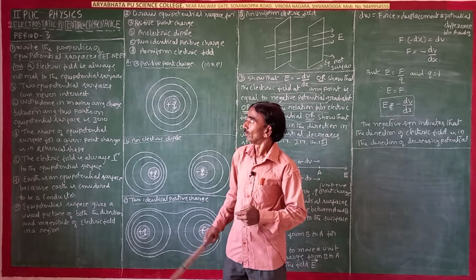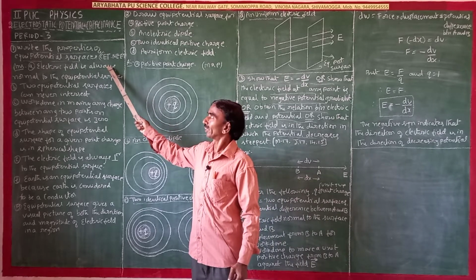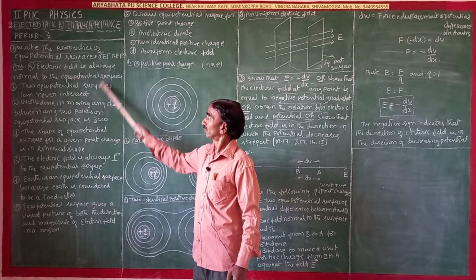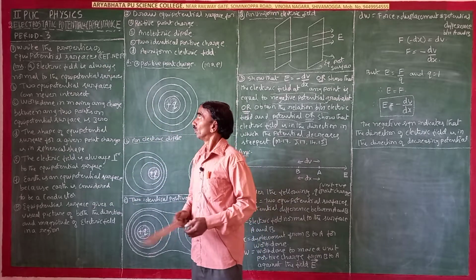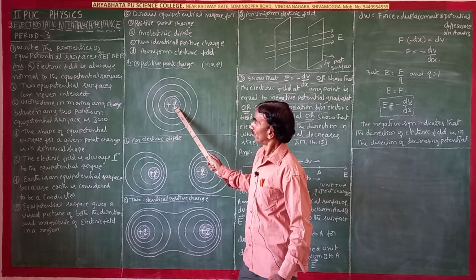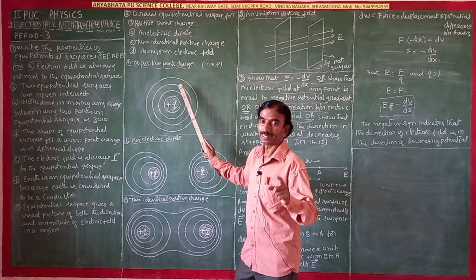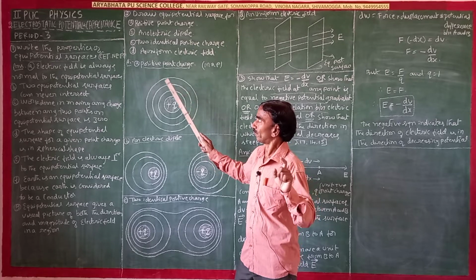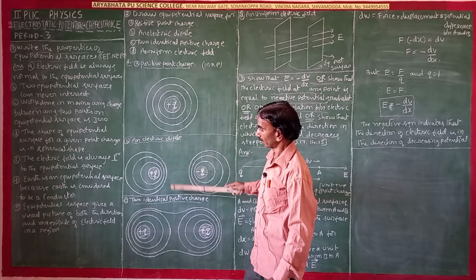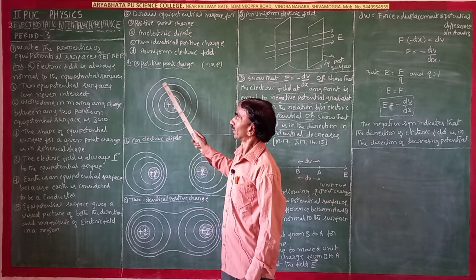Next, what are the properties of the equipotential surface, which is very important for the CET and NEET examinations. This may be asked in the examination, so I have underlined it here. You see positive charges around this, there is an equipotential surface. I have written this in the previous classes, the second period, and the other questions also. Okay, what are the properties of equipotential surface?